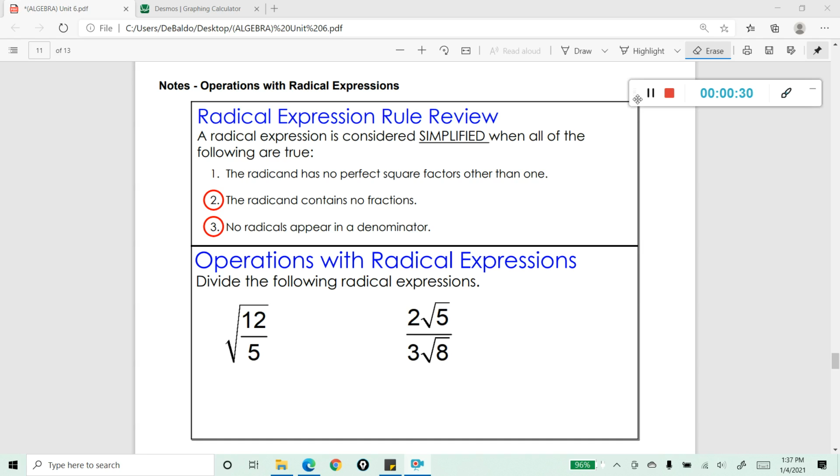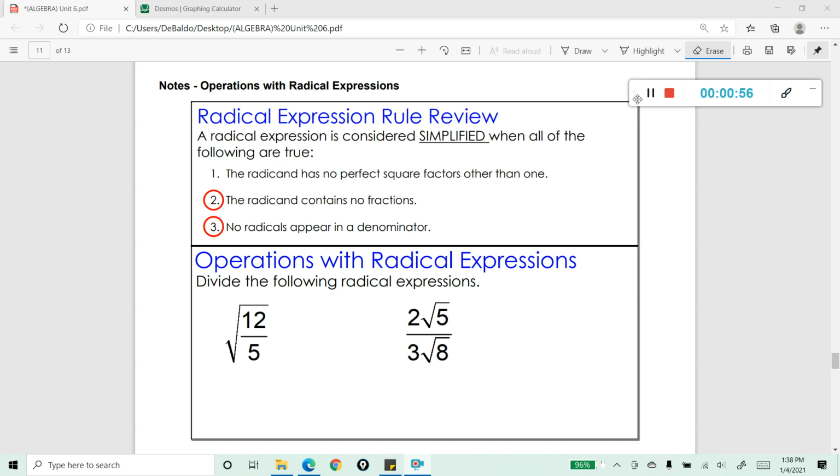Number 2 is that the radicand contains no fractions. So if you have a fraction, I'm going to show you how to eliminate that. And then the third one, no radicals appear in the denominator. So if you ever have a radical in the denominator, I'm going to show you how to eliminate that as well. And for a radical expression to be simplified, all 3 of these must be satisfied. So we already learned about how to do number 1. So let's go ahead and learn how to do number 2 and 3.